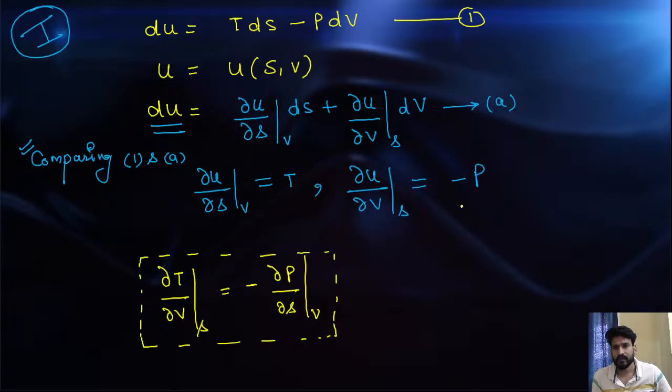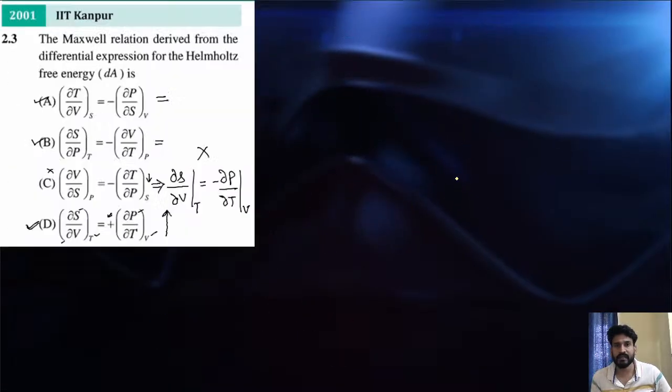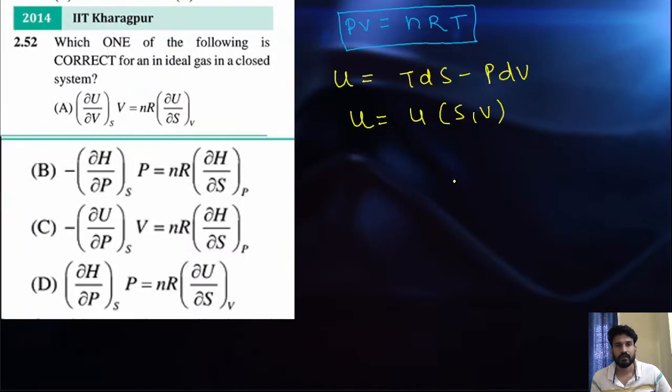So ∂U/∂S keeping volume constant is T, and ∂U/∂V keeping entropy constant is −P. In the given question, ∂U/∂V keeping S constant is basically my −P. Is it clear to you? That is my −P. So this is basically my −P.